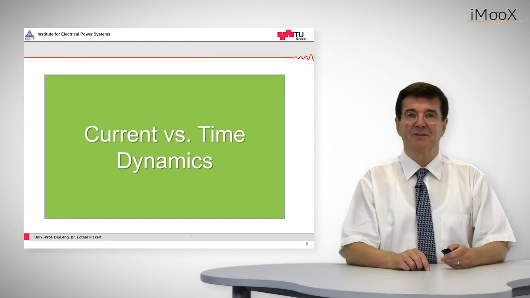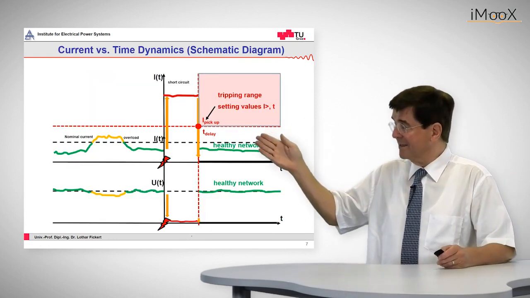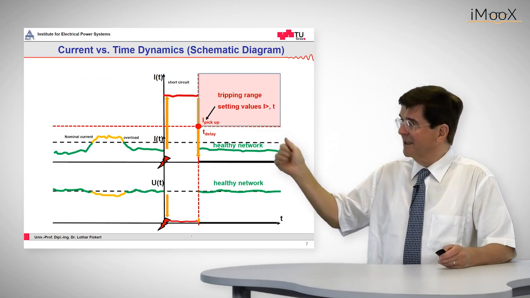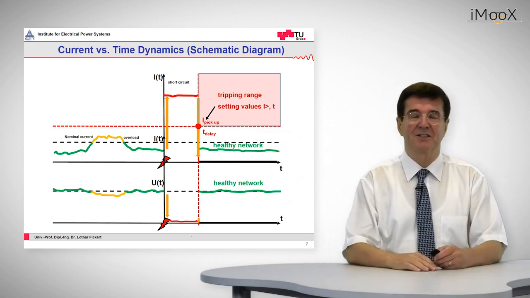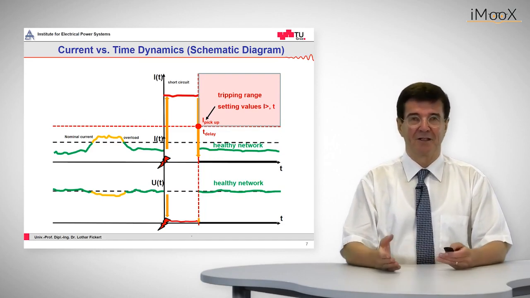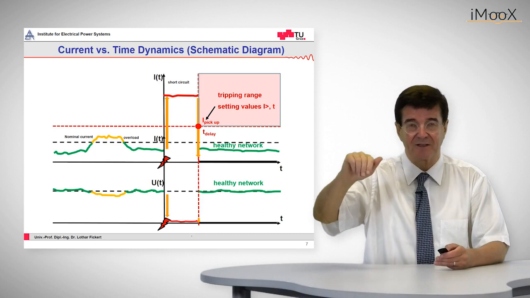So how are the current versus time dynamics? As given in the basics about overcurrent time protection, we start again from the normal operation situation of the network, which is given by nominal currents or below, nominal voltages, maybe a slight excursion into the overload range and then a recovery.